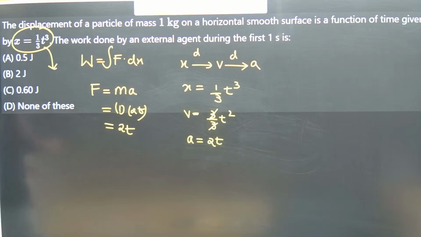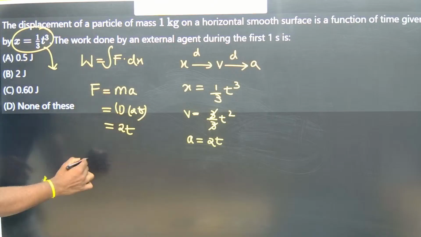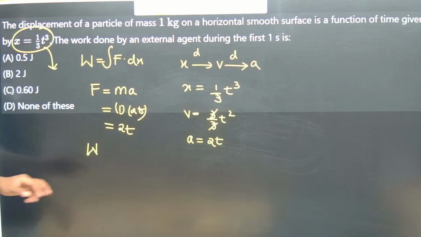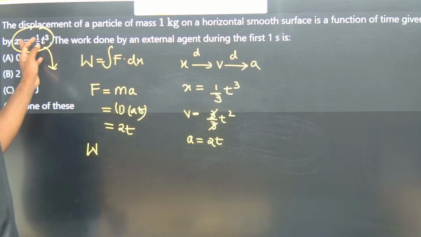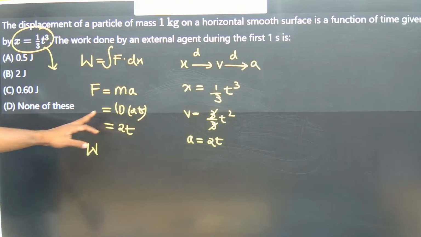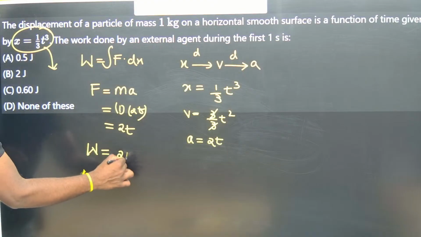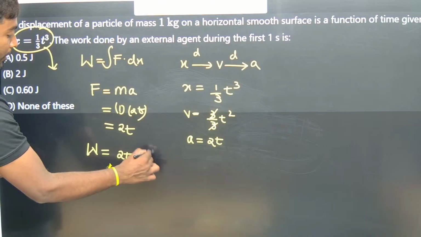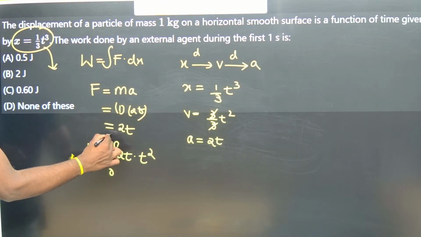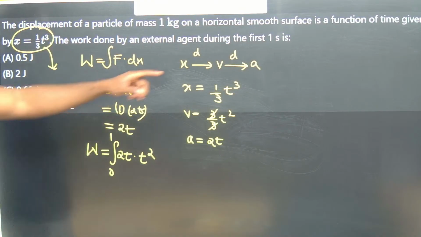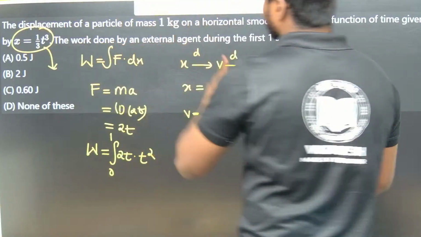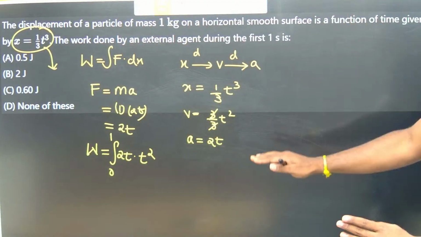Okay, now W will be equal to, now what is the differentiation of dx? How much is it? t square, right? t square. I'll write it as it is. So 2t into t square from 0 to 1 second. Only 1 second they have given, no? The work done by an external agent during the first second, 0 to first second.